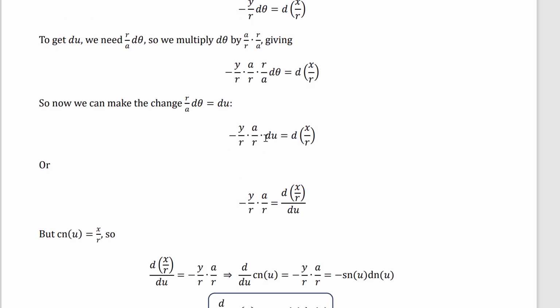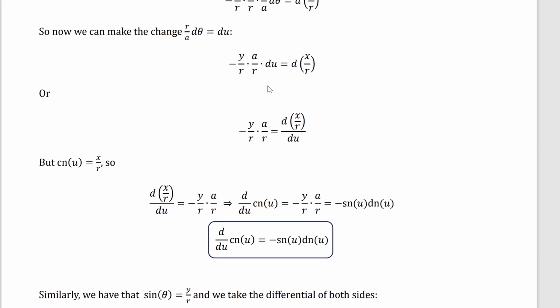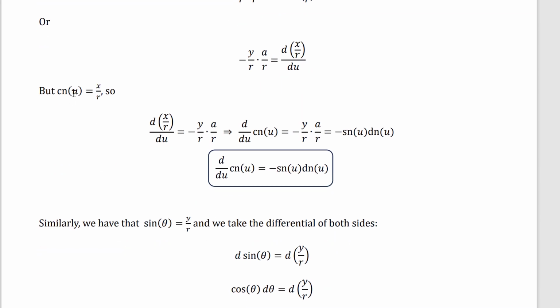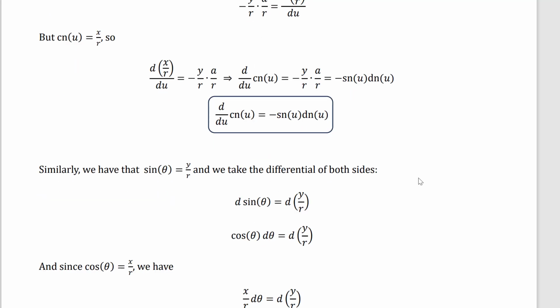So I've got this quantity times du is this derivative of x over r. So just divide by the du. And since cn u is x over r, d of x over r du being negative y over r, a over r, means d du of cn u is negative y over r, a over r. But y over r was sn u, a over r was dn u. So we get the derivatives.